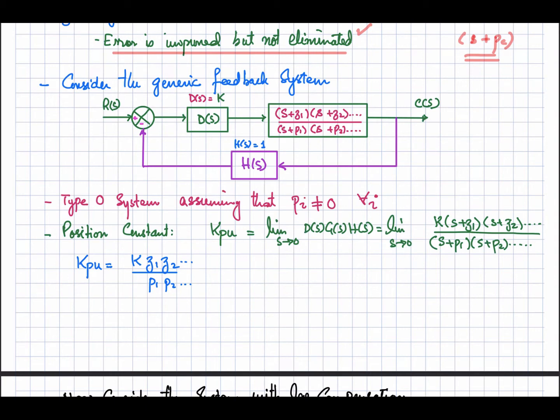So now what will be the position constant for this system? The position constant, as we have discussed in the previous video, is given by this equation, that is the limit s approaching 0 applied over the open loop gain. The open loop gain is d of s into g of s into h of s. This h of s is equal to 1 and d of s is equal to k. So this can be written like that, k into this transfer function. Now if we apply the limit, all of these terms will become 0. So our Kp for the uncompensated system will be equal to k into z1 z2 divided by p1 p2 and so on, depending upon the number of poles and zeros.